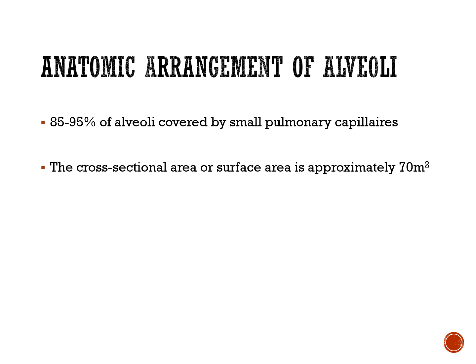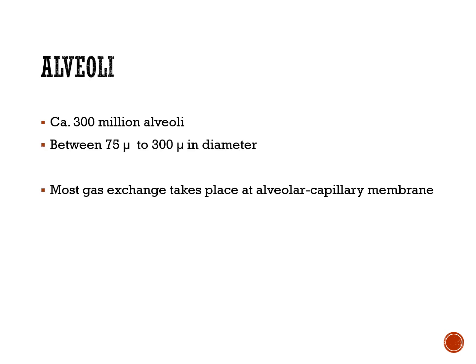85 to 95% of alveoli are covered by small pulmonary capillaries, and the cross-sectional area or surface area of these capillaries is approximately 70 square meters. There are approximately 300 million alveoli. They are between 75 microns to 300 microns in diameter, and most gaseous exchange takes place at the alveolar capillary membrane.